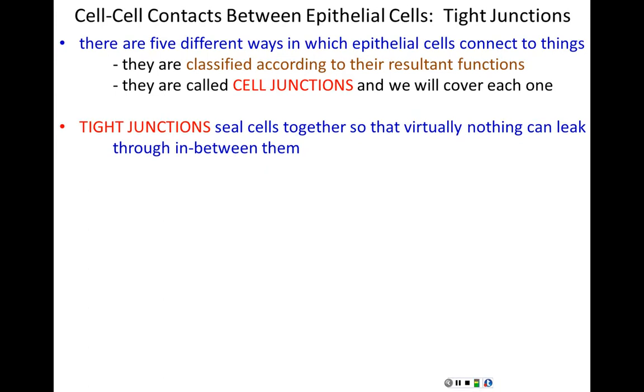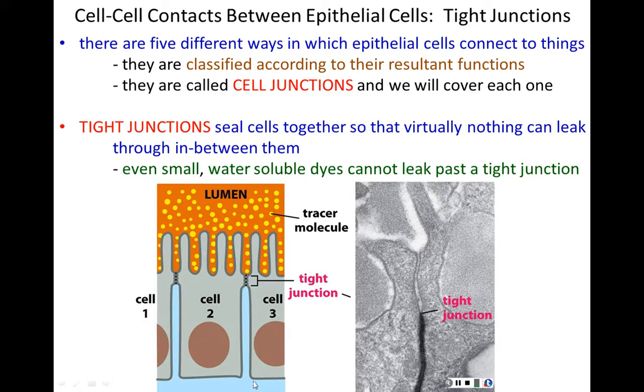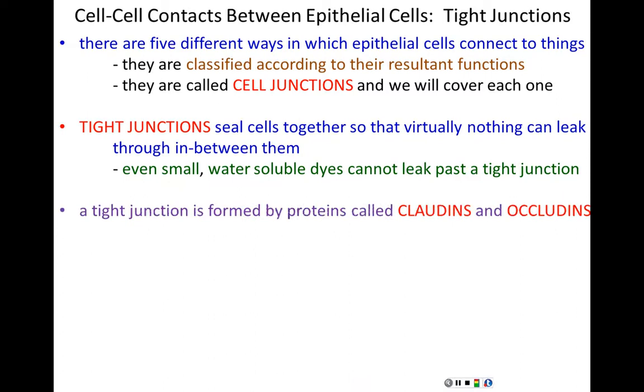Schematically, a tight junction is a very close association between two different cell membranes. But experimentally, we can get a very, very small, inorganic, hydrophilic, water-soluble dye, and we can inject that dye here at the apical side of the cell. And we can watch that dye. And as that dye approaches a tight junction, it stops, and it does not diffuse past. Now again, this is a small water-soluble dye, yet it can't pass a tight junction, because the tight junction is a tight seal. That's its purpose.